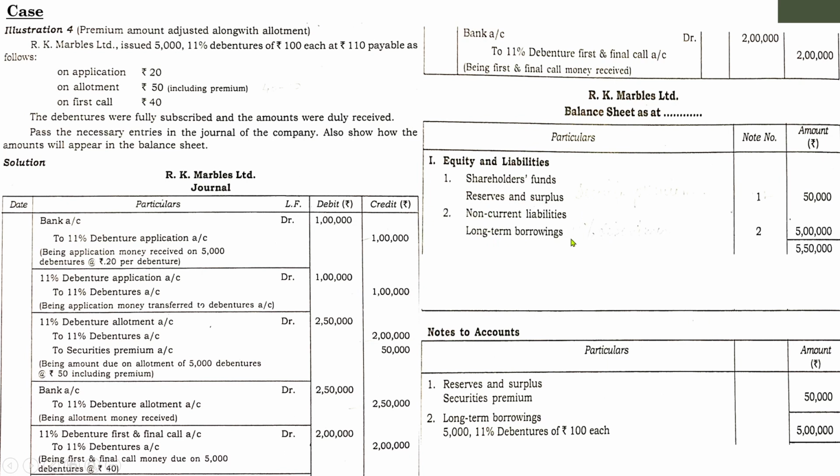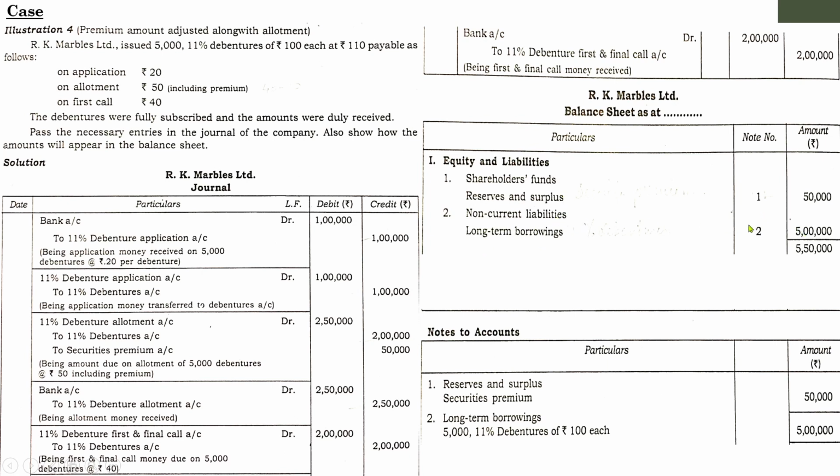See, debentures will not come under shareholders fund. That is why it is not shown at the beginning. There is a proper pattern for writing down. The equity and liability begins with the shareholders fund. In the second category only long-term borrowings come, otherwise known as outside borrowings. Non-current liabilities, long-term borrowings. Here the amount is 5 lakhs.